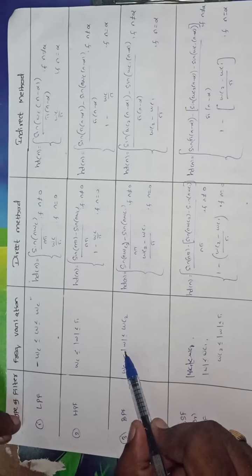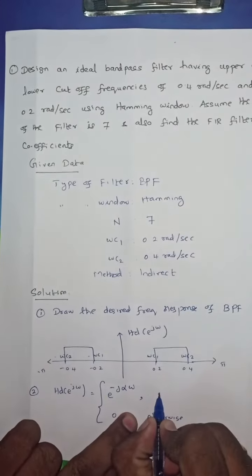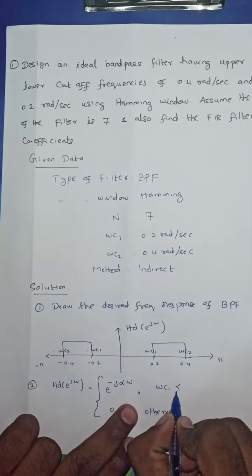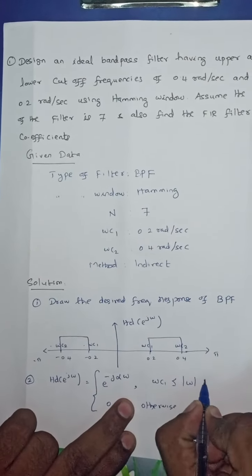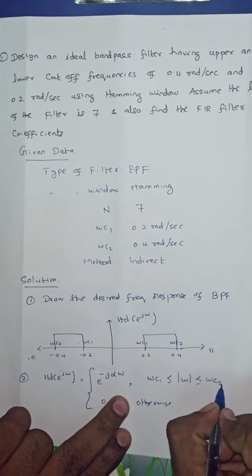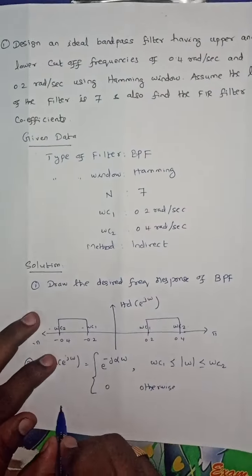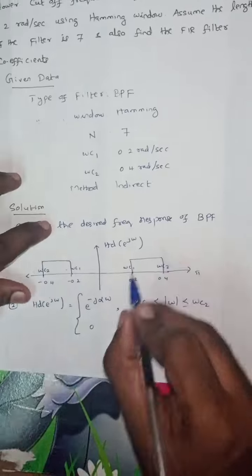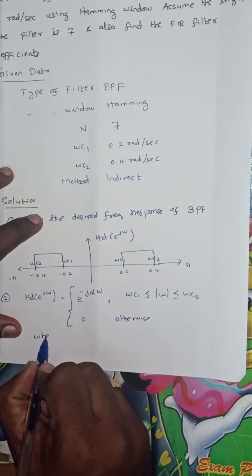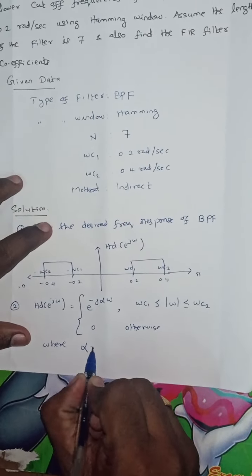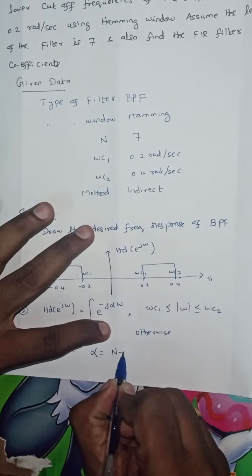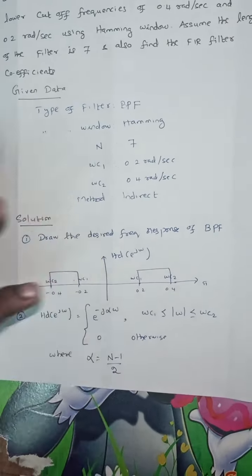Modulus of omega varies from omega c1 to omega c2. So write that frequency variation: omega c1 less than or equal to modulus of omega less than or equal to omega c2, where alpha is nothing but (N minus 1) divided by 2. These are the basic formulas.